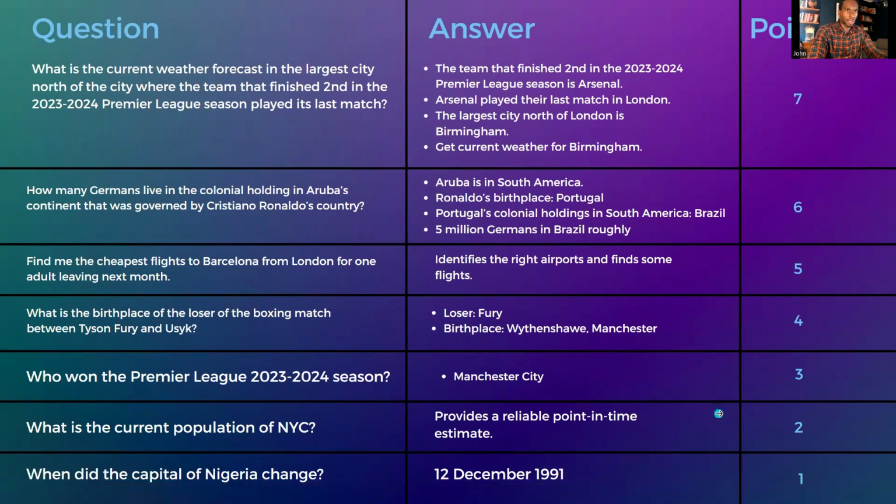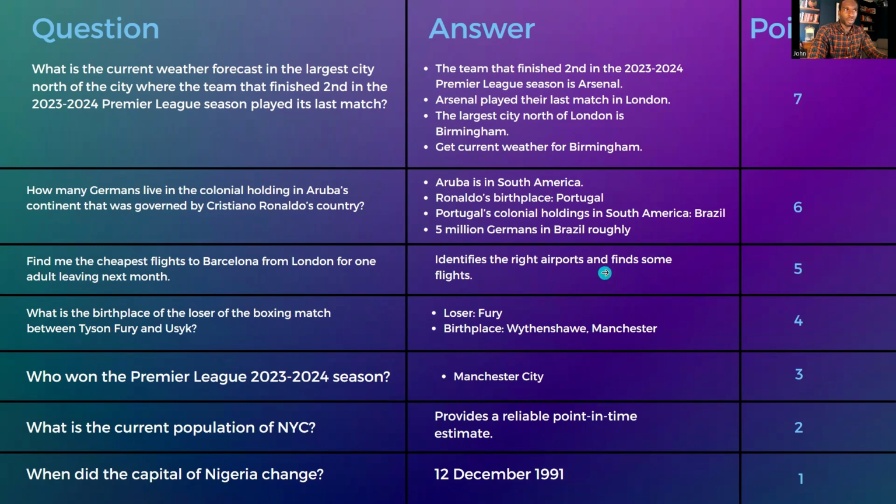We didn't get an answer for population, so that's 0 points. The next question, we got the correct answer, which was Manchester City. That's 3 points, a total of 4 so far. The next question, we failed. We didn't get the answer of the birthplace, which is Wythenshawe, Manchester.